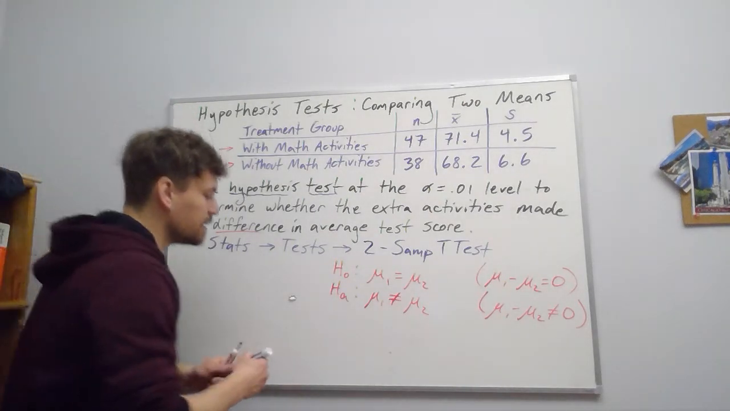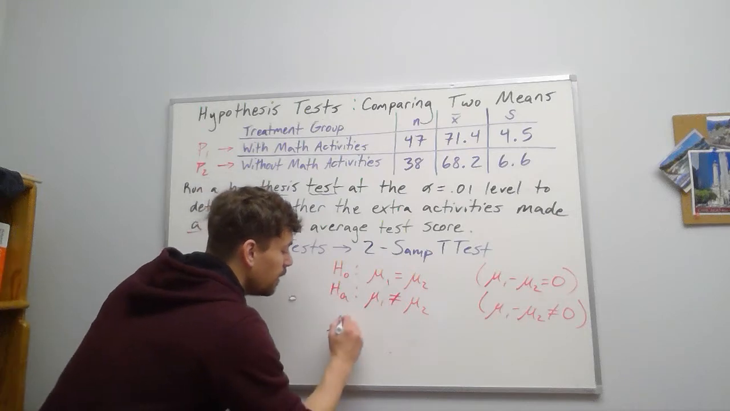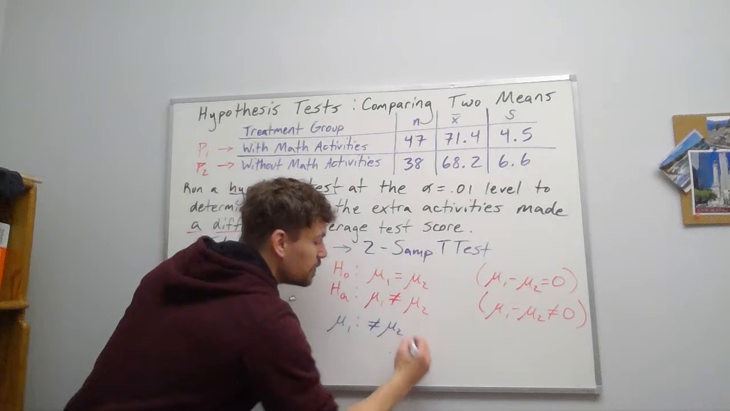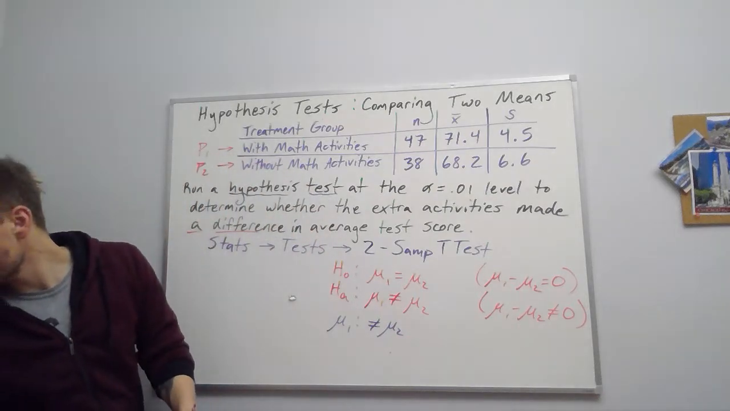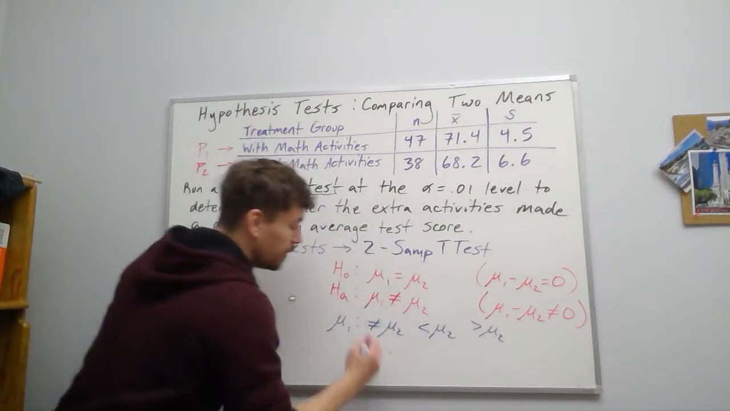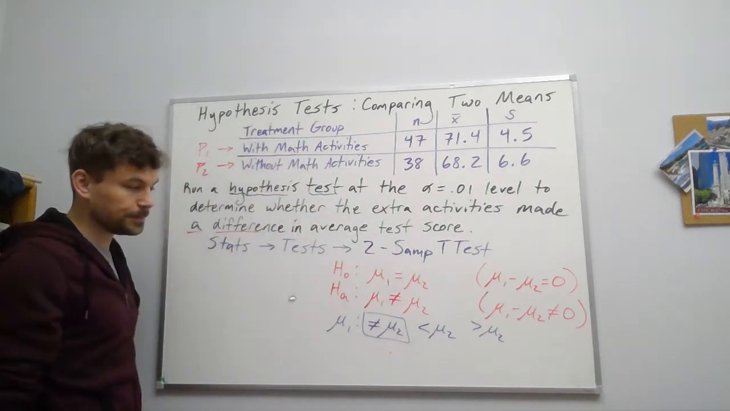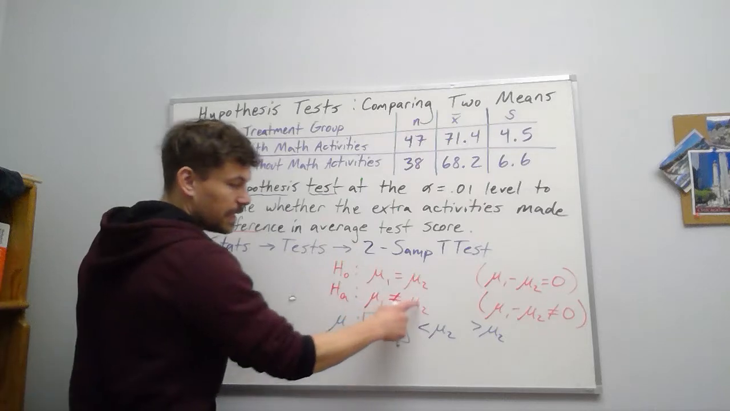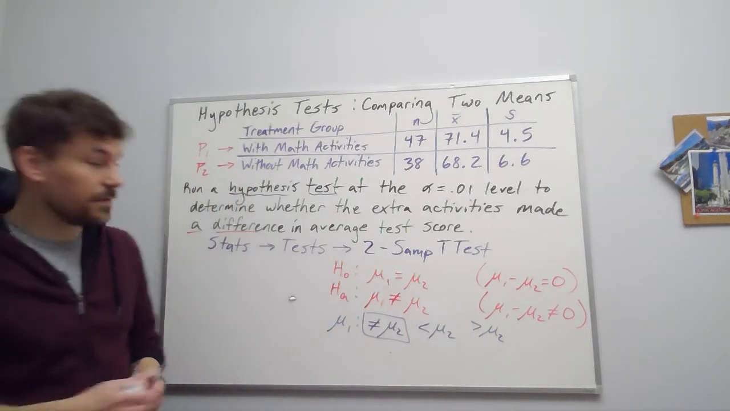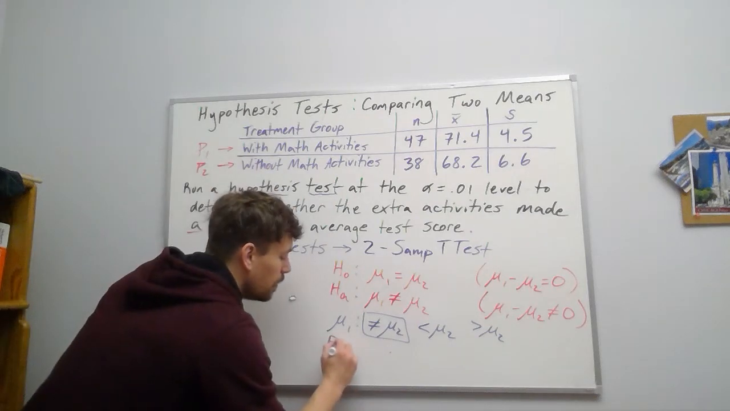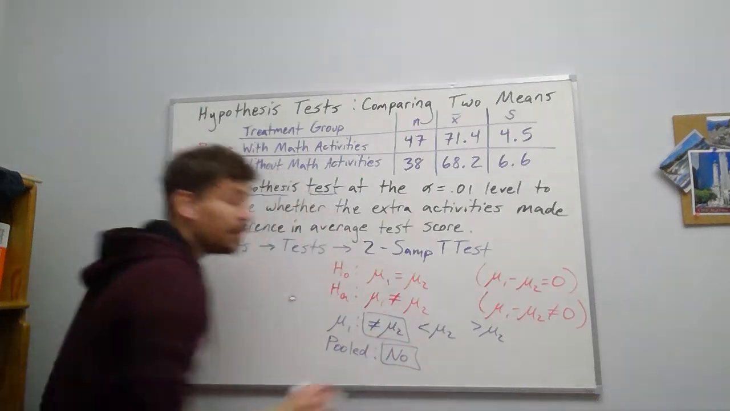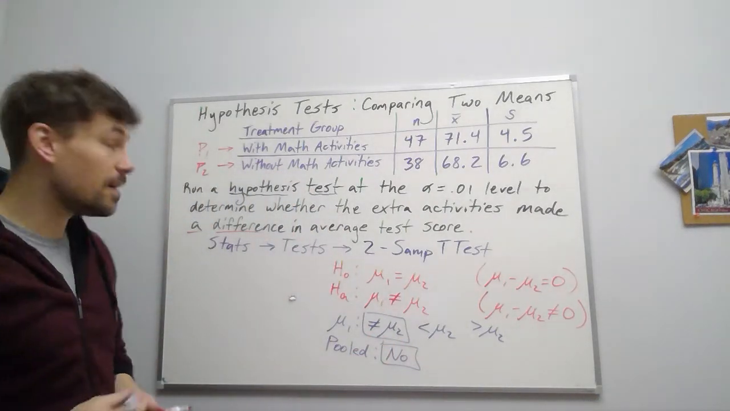So specifically, it says mu1, and then it gives us the various options: not equal to mu2, less than mu2, and then greater than mu2. So we're going to select that first one, mu1 is not equal to mu2. And then after that, it's going to ask us if these are pooled.